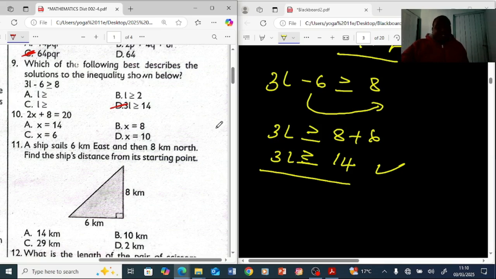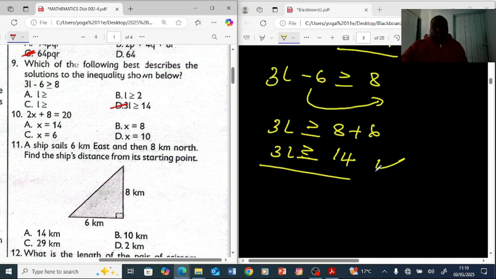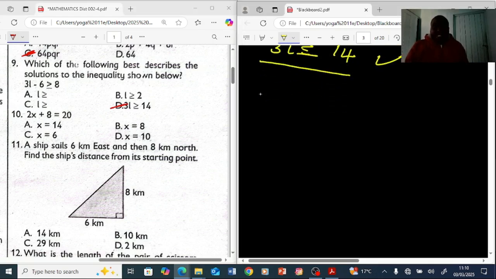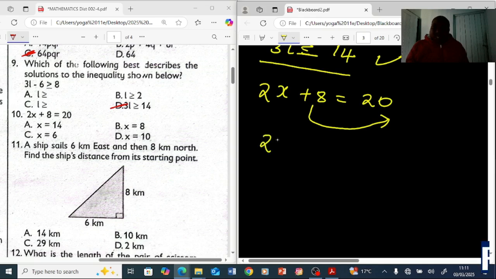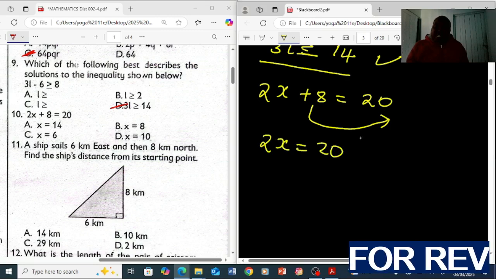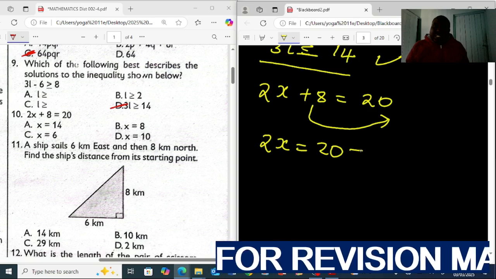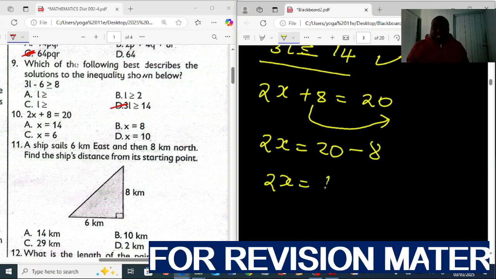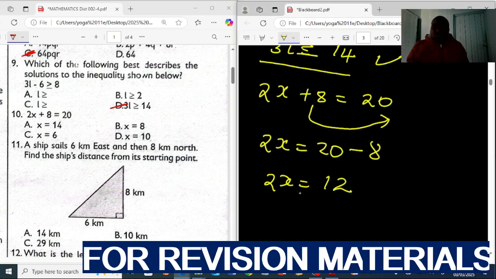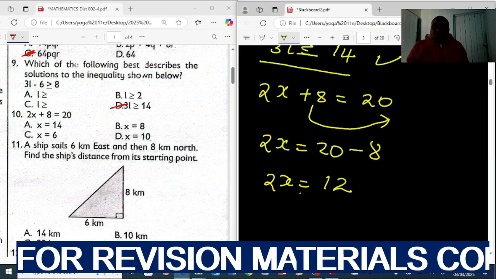Number 10. We want to solve for x. 2x plus 8 is equal to 20. So solve for x. Like terms together, our number will go there. So we have 2x is equal to 20. This positive, when it crosses the equal sign, becomes negative: minus 8. 2x is equal to 12. Divide by 2, divide by 2. x is equal to 6.